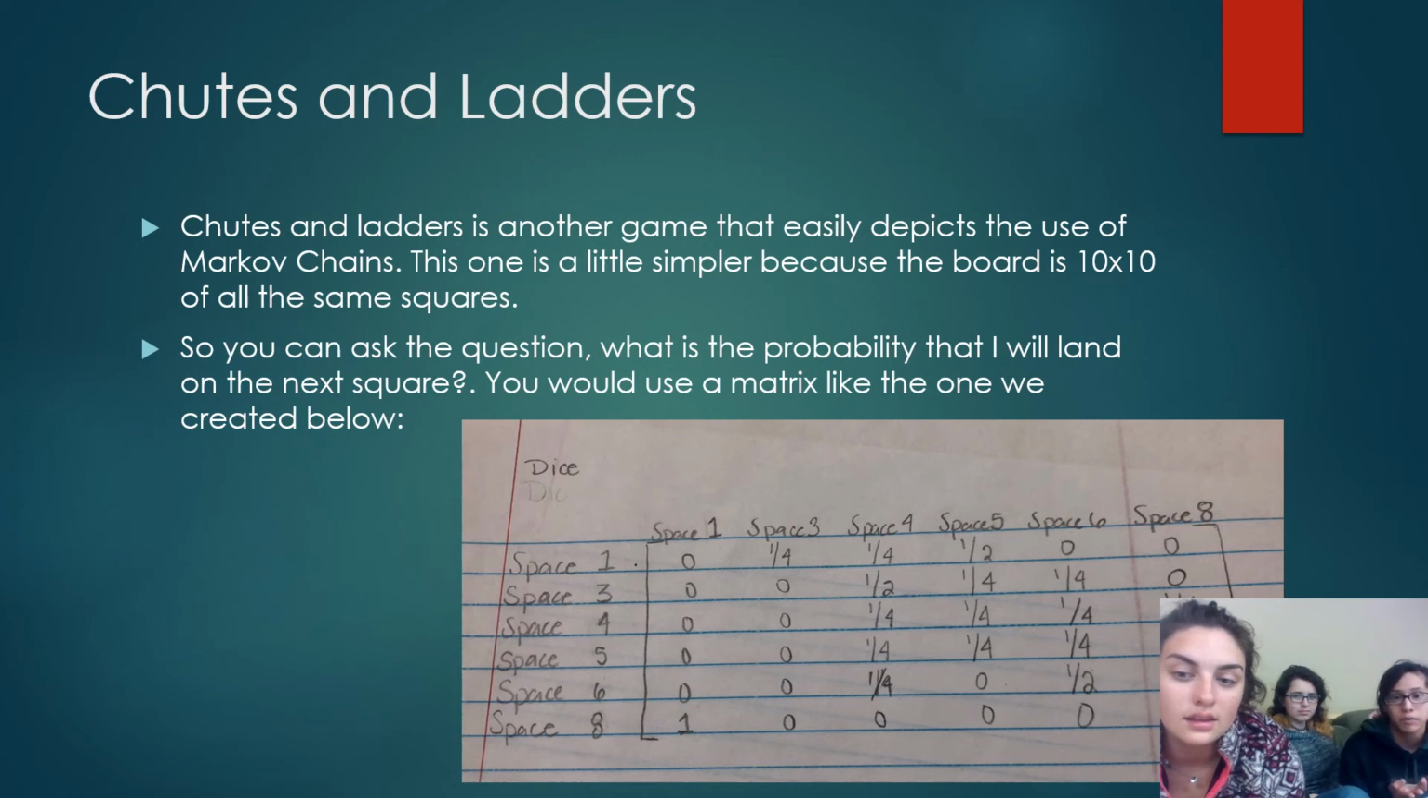And as you can see from the picture, you could generally see that the probability of landing on space 3 from space 1 is a 25% chance. You could continue using this to see how many times you could land on each space.